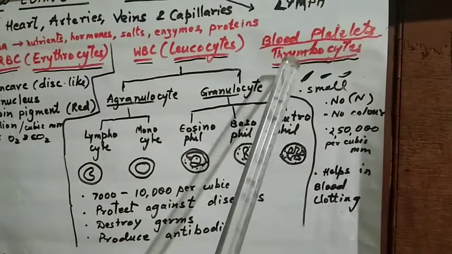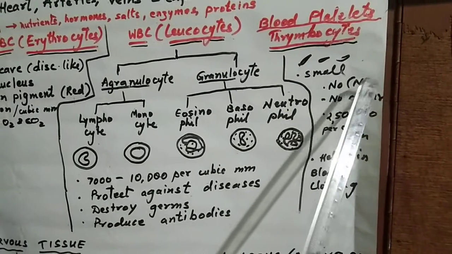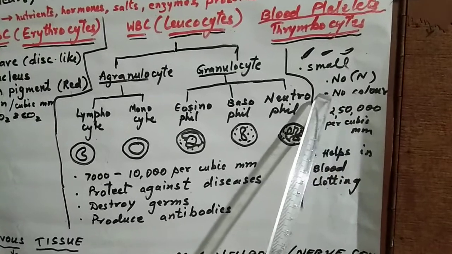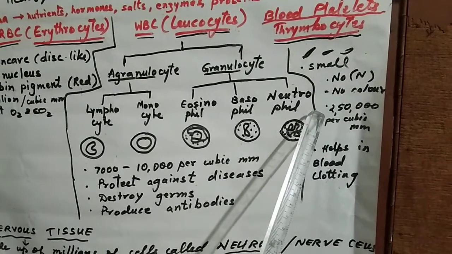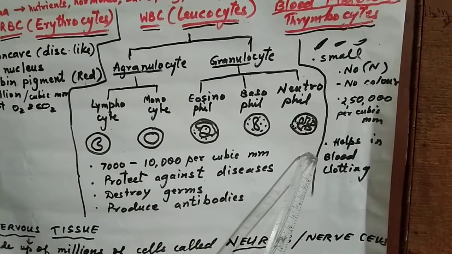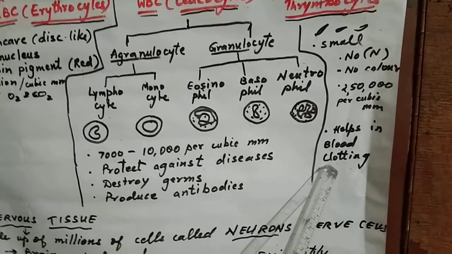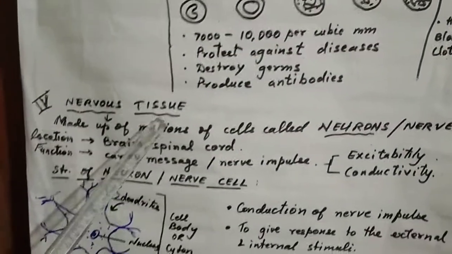The third type, thrombocytes. They are very small. There is no nucleus in them and they have no color. What is the number? 250,000. And what is the main function? It helps in blood clotting.